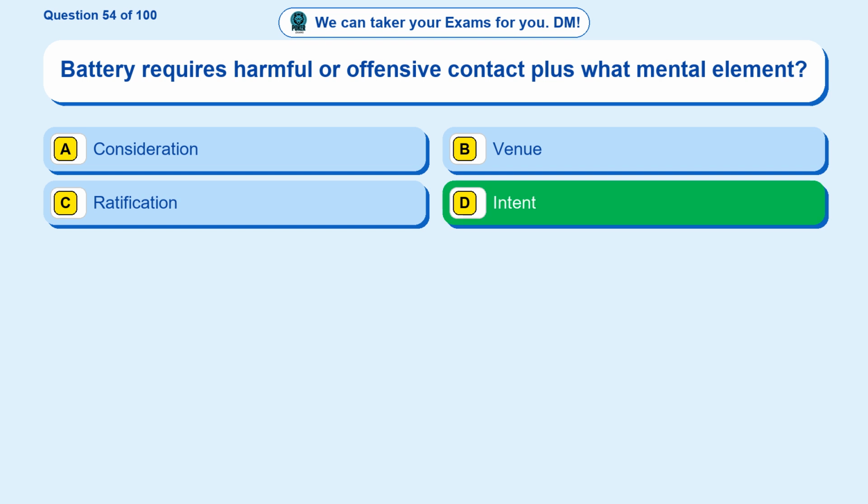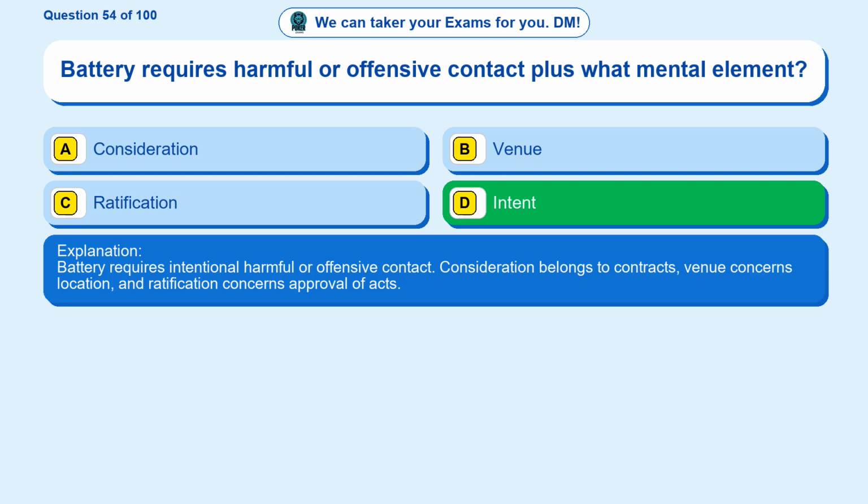The correct answer is option D, intent. Battery requires intentional harmful or offensive contact. Consideration belongs to contracts, venue concerns location, and ratification concerns approval of acts.